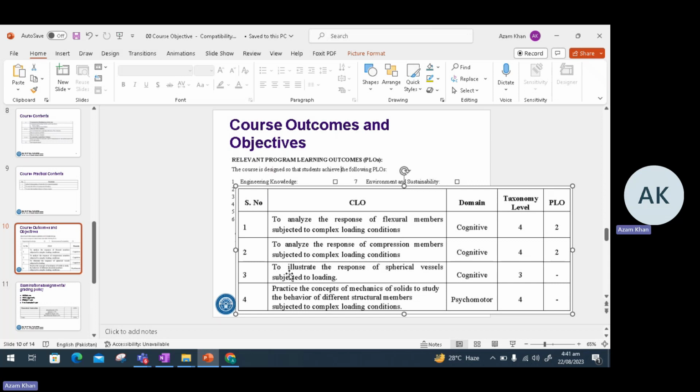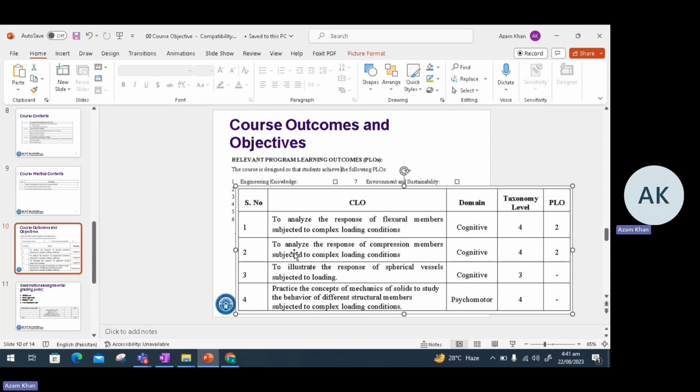Third one is to illustrate the response of spherical vessels subjected to loading. So again, this is the third CLO, but this is not mapped to any PLO. The fourth one is a psychomotor domain, and that is related to hands-on experience of different concepts.